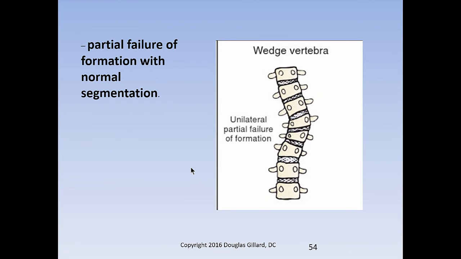Partial failure of formation with normal segmentation. And I shouldn't have even said that because most of the literature doesn't say normal segmentation. But still, I would understand, especially if I said partial failure of formation with normal horizontal segmentation, I would know there's discs, which there usually are.